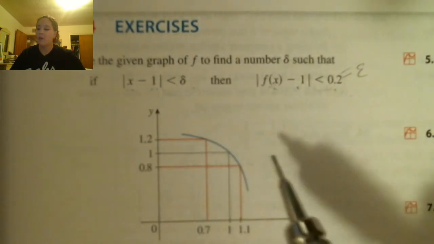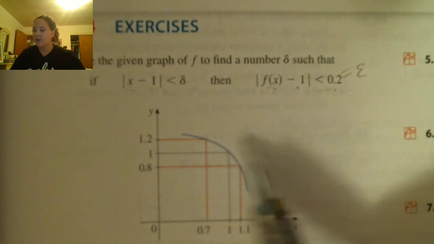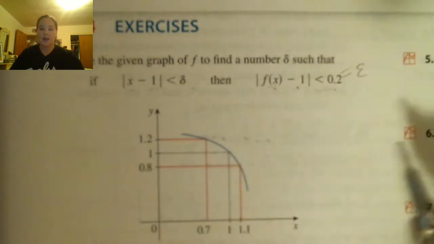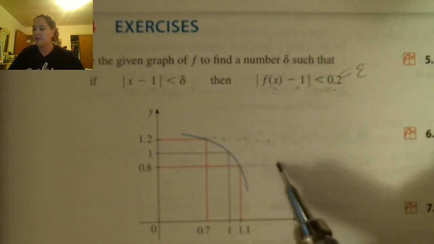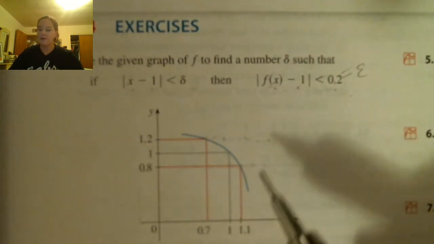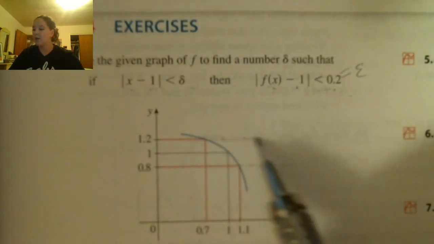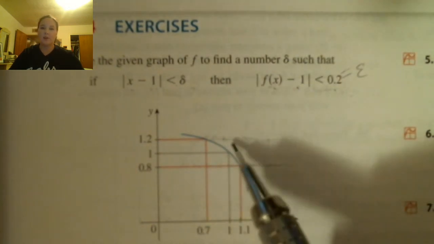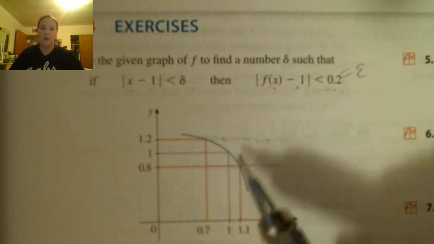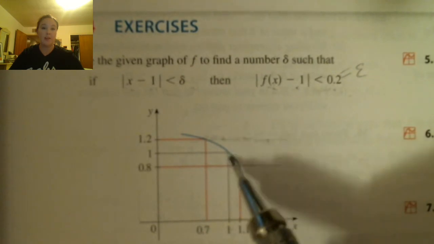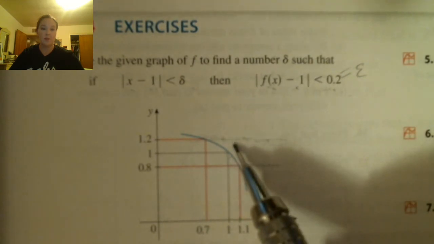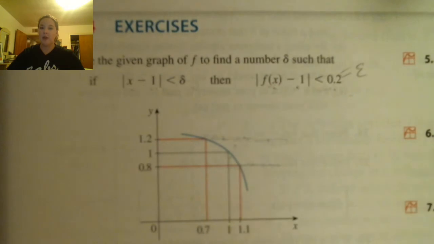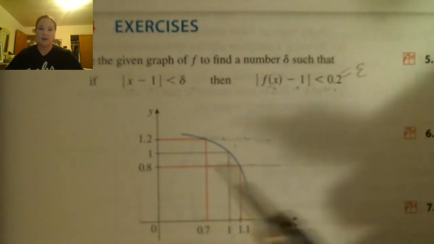So you want the y values of the function, and this is kind of what we were looking at in class with the 2x example. You want the y values of the function to be between here and here, between 0.8 and 1.2. The error is 0.2. So we're going to look at where that happens for us.